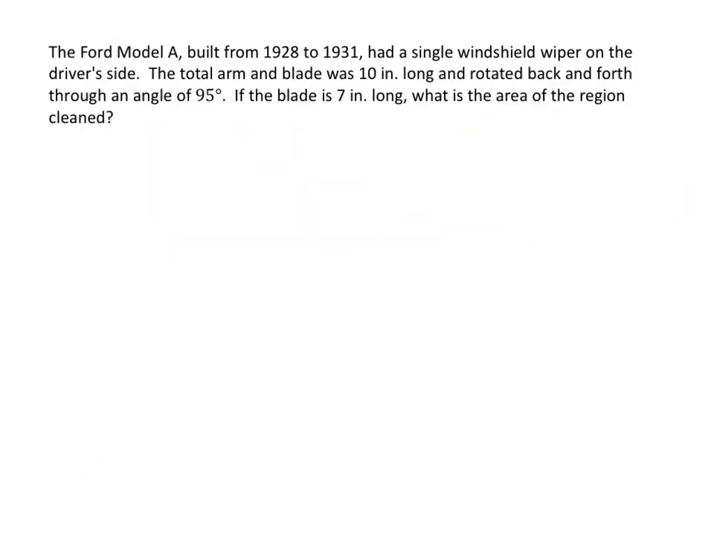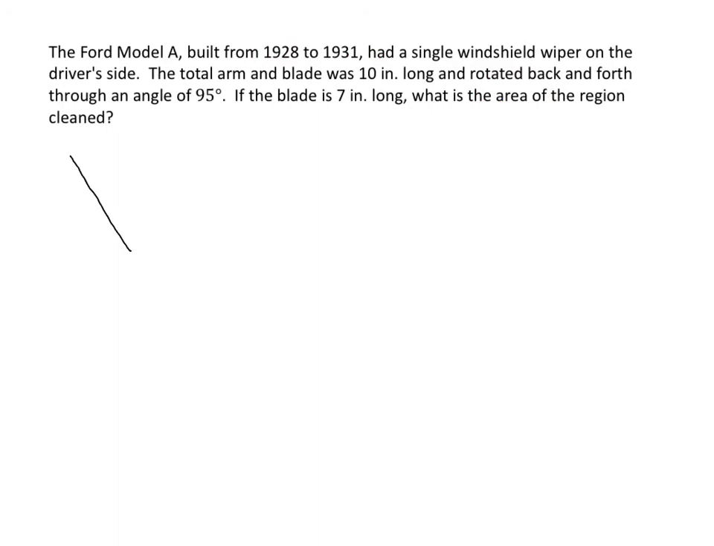This last problem is going to be a sector area problem. If we read it, the Ford Model A, which, if you notice, was one of the very first cars, had a single windshield wiper on the driver's side. The total arm and blade was 10 inches long, and it rotated back and forth through an angle of 95 degrees. If the blade is 7 inches long, what is the area of the region cleaned? This here is how I know this is a sector area problem. I will do my best to sketch what this looks like.